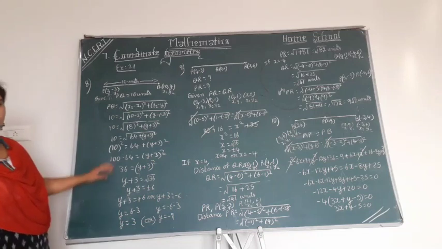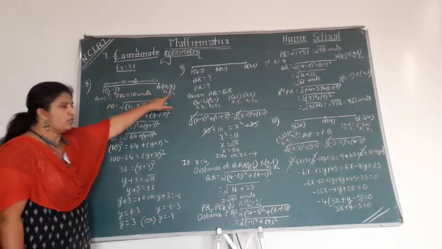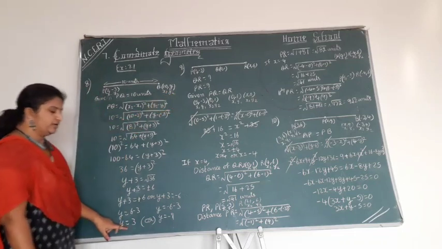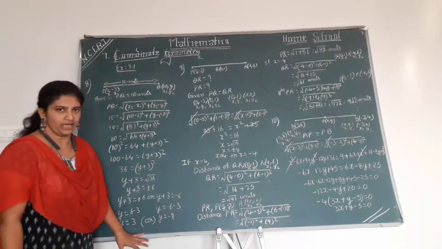So here, what is the question they asked? What is the y value in the Q coordinate? It might be either 3 or minus 9.